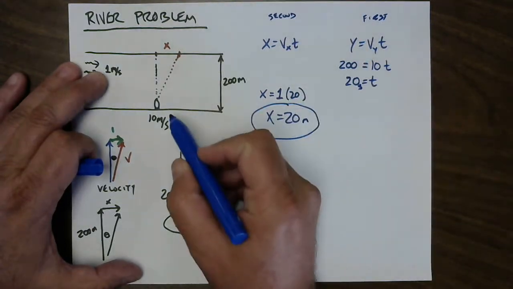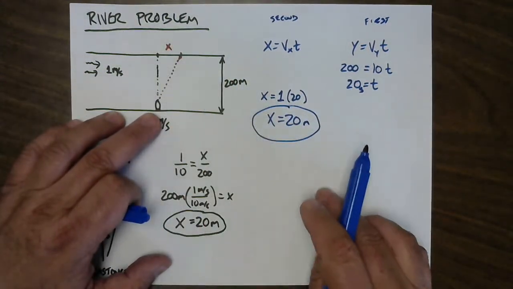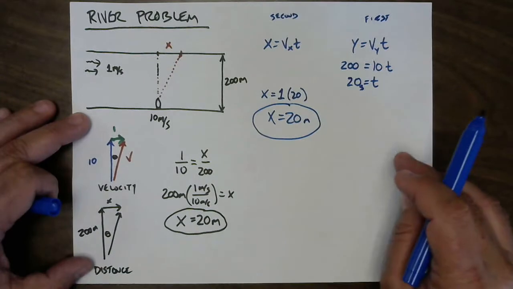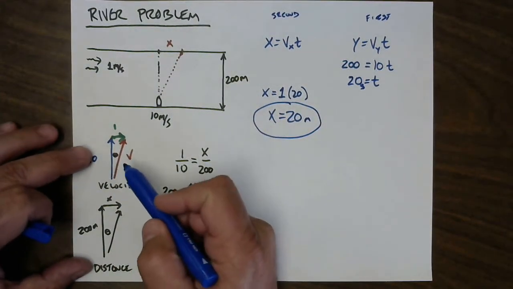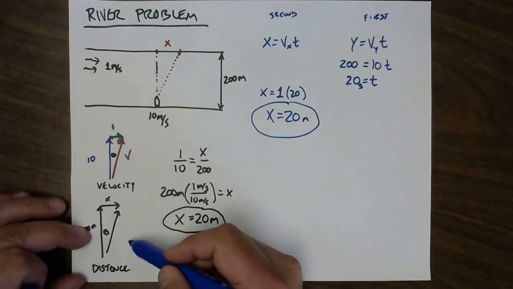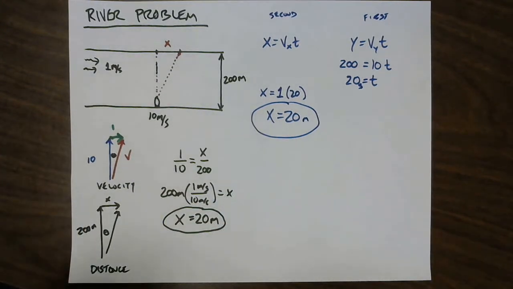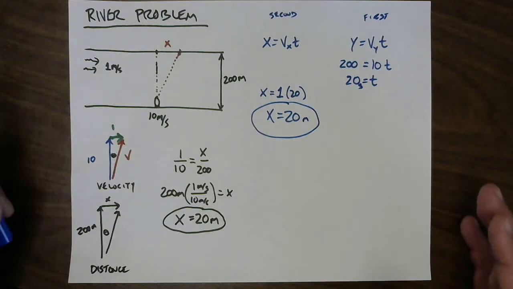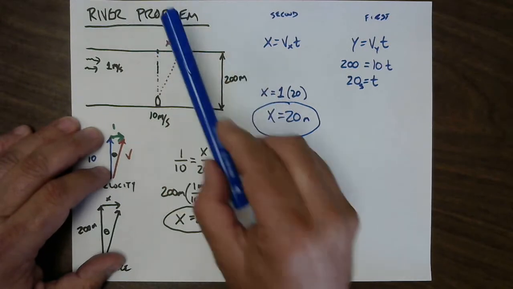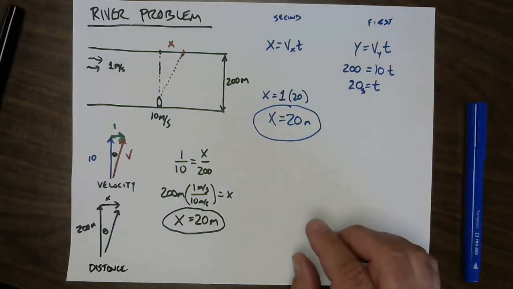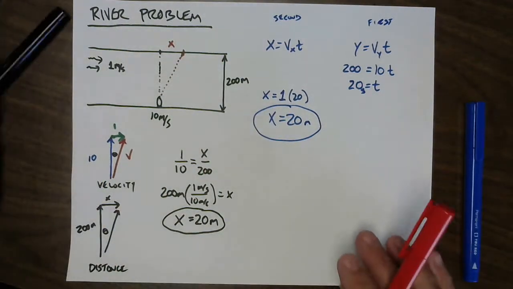But either we treat this as independent motion in the x and y direction, or a compound motion, or we treat it as a vector problem with similar triangles for the velocities and the distances. That is how to solve the river problem. Now there's an advanced part of the river problem that asks where do you need to point the boat in order to go straight across. And I will tell you that that is a little more difficult problem to solve.